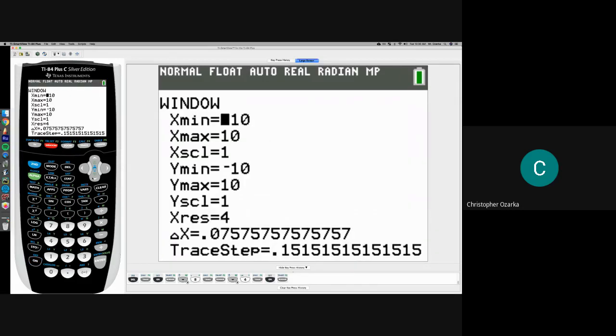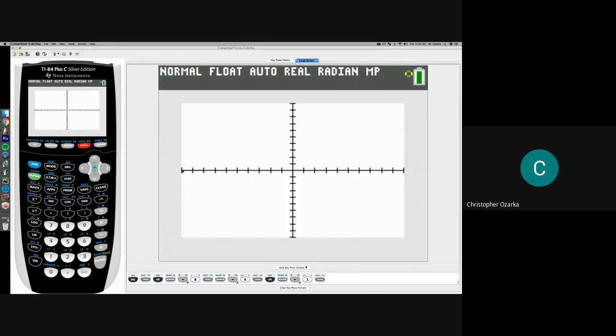You can see it overlaps, but I want it to be a little bit smoother. The XRes is the resolution, so it's messing with the resolution a little bit. That's why the graph's getting a little... All right, so we're going to have to wait a little bit now.